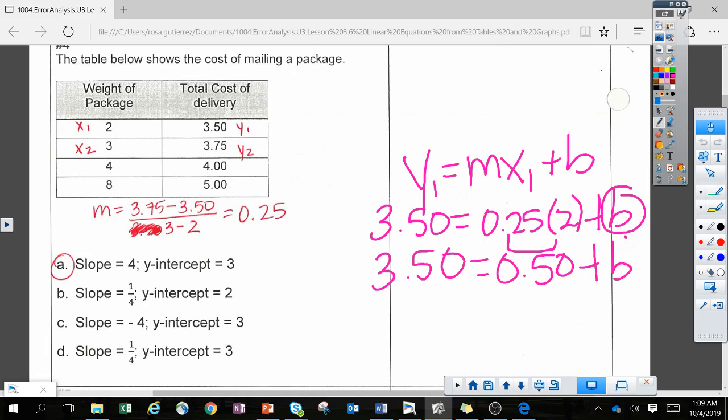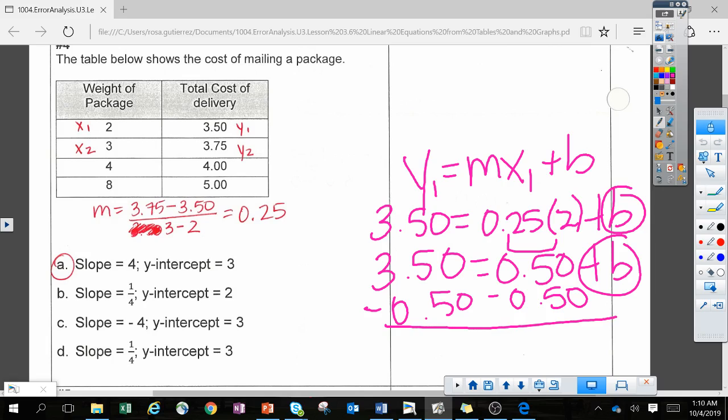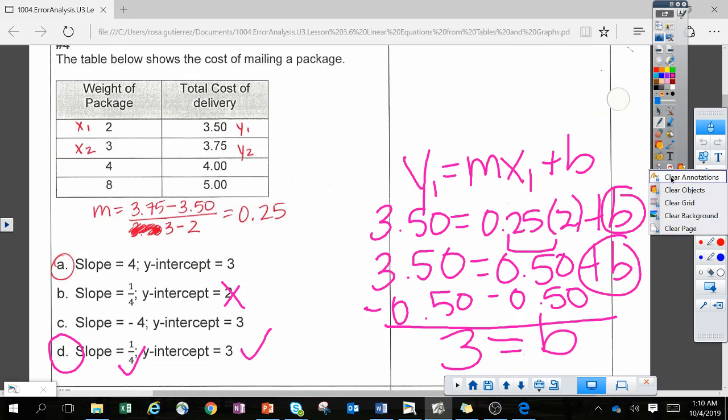Alright, in order to solve for b, we're going to take away 0.50 on both sides. You can do this mentally, you can do this on your calculator, but you should have gotten that 3 is equal to the y-intercept b. And so for that reason, I'm going to cross off B, because the y-intercept is not 2, it's supposed to be 3. Both of these are correct. D was the correct answer. I'll give you a second to catch up there. Now I'm going to clear my annotations. We got 2 more to go.